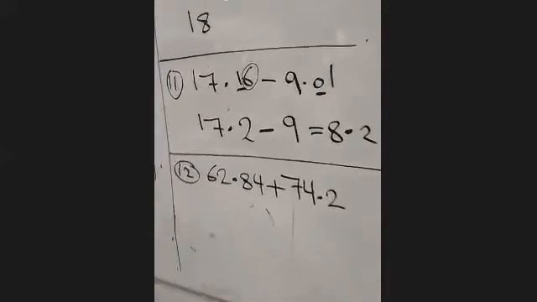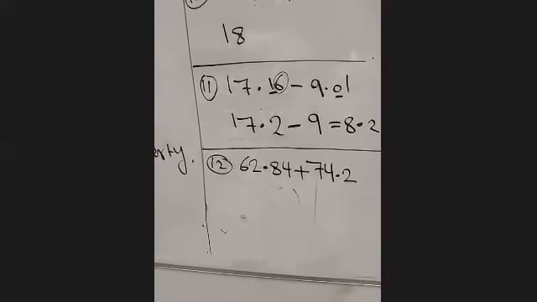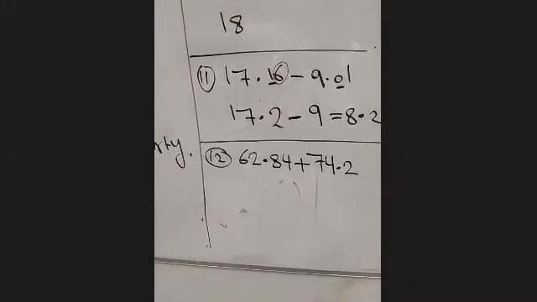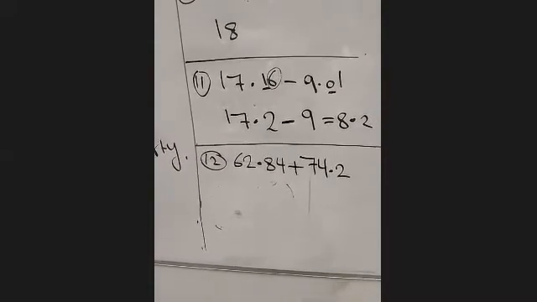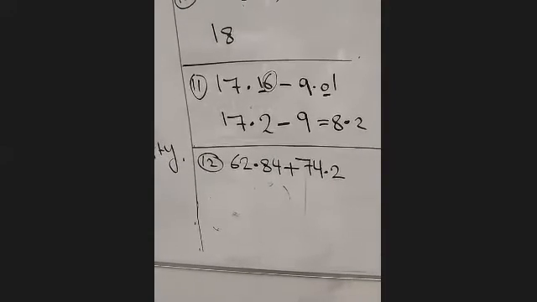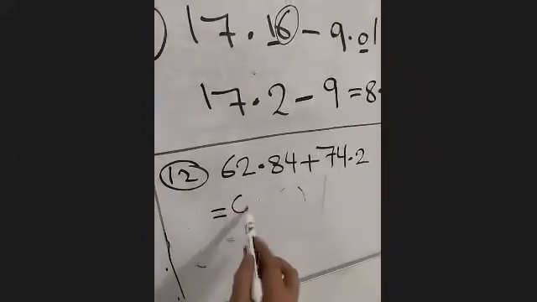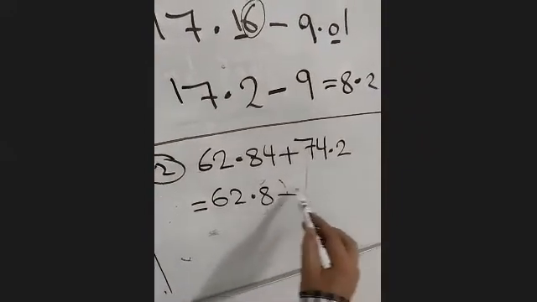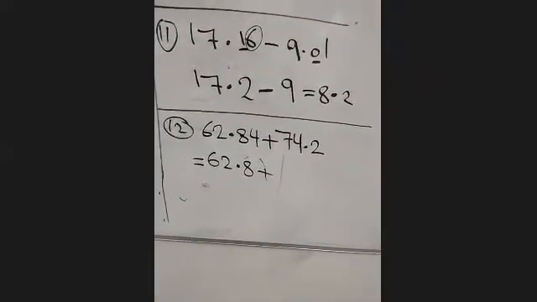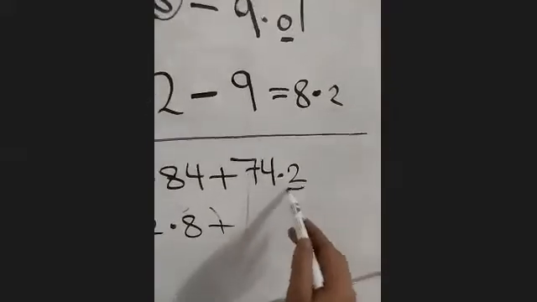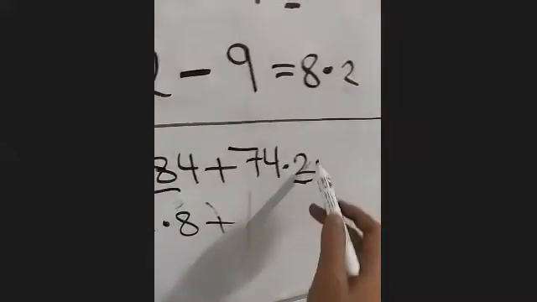Okay, the 8 will stay the same, so the number will be 62.8. Plus 74.2. What is the tenth? This is the 2. What do we have after the 2? 0. We don't have numbers, so it is 0.